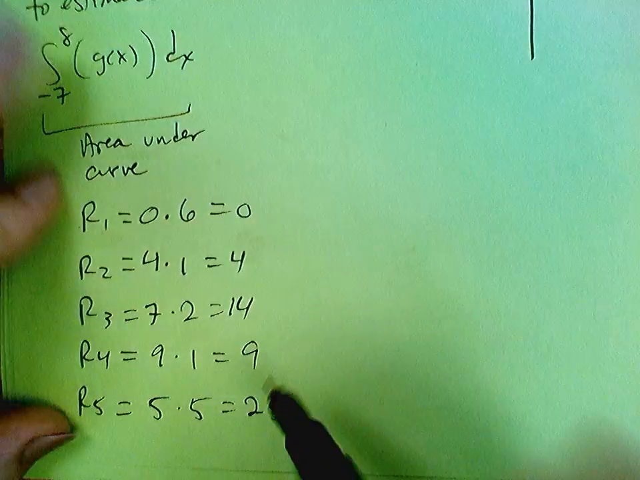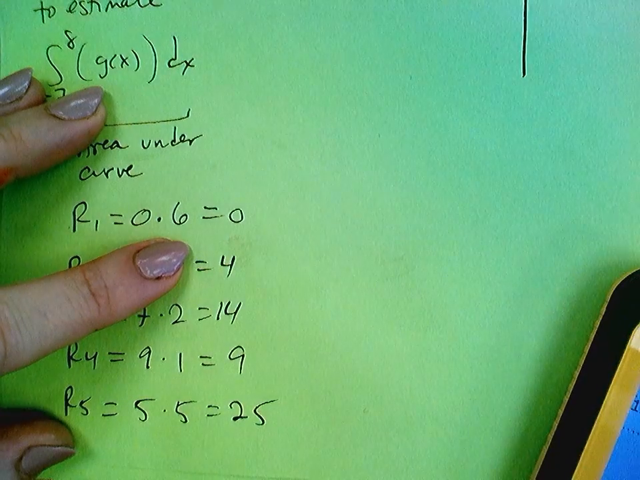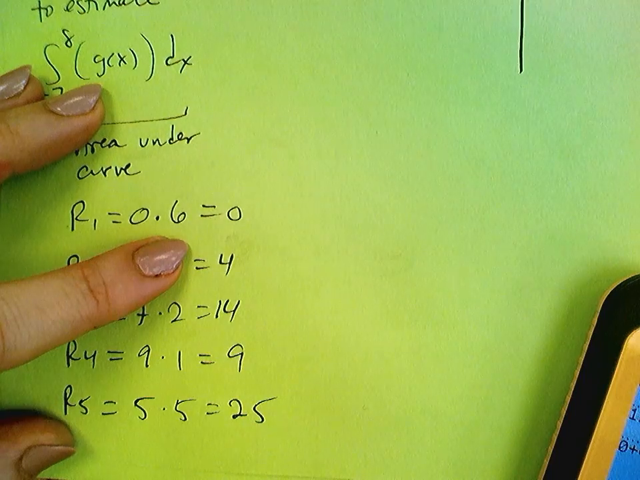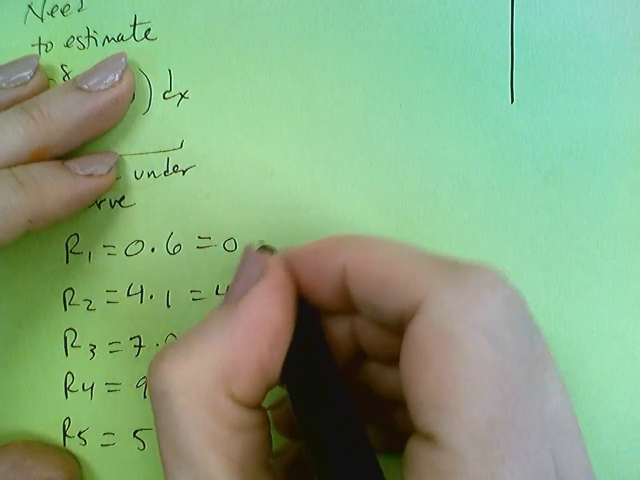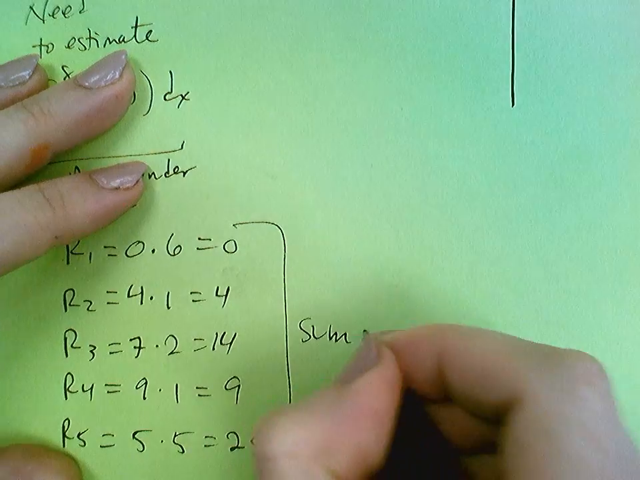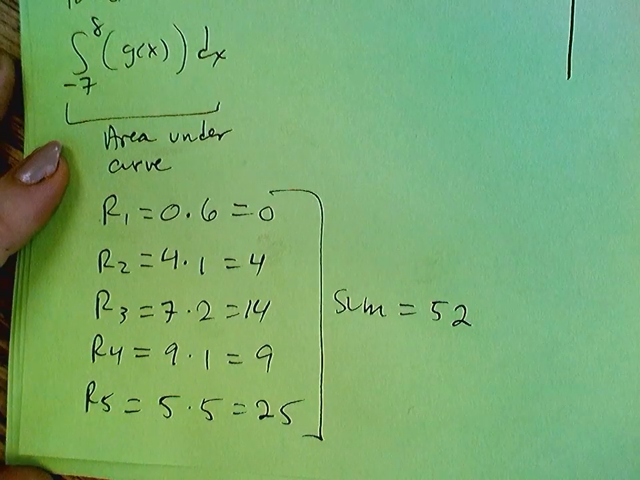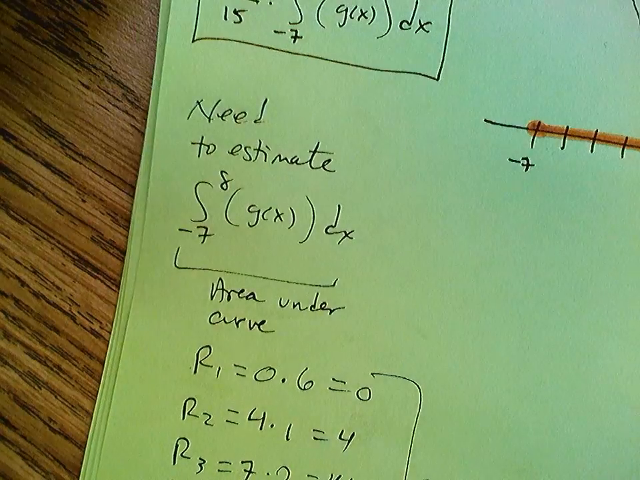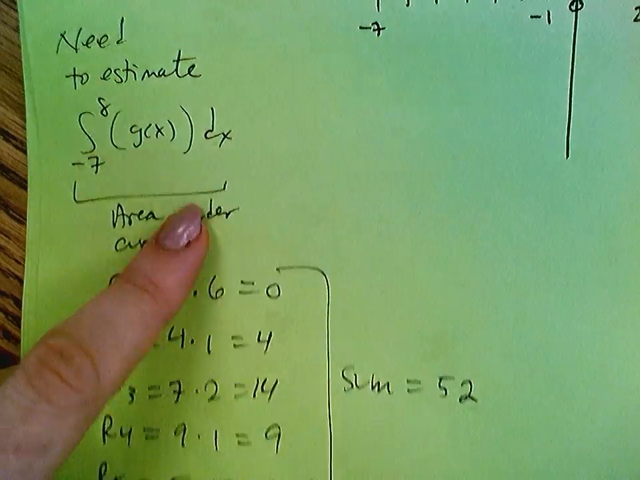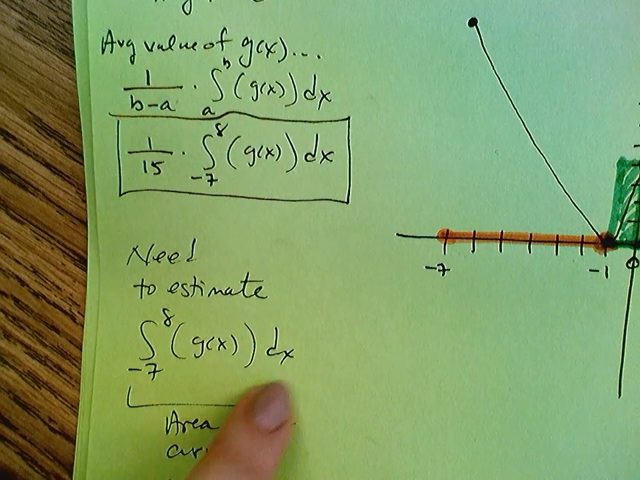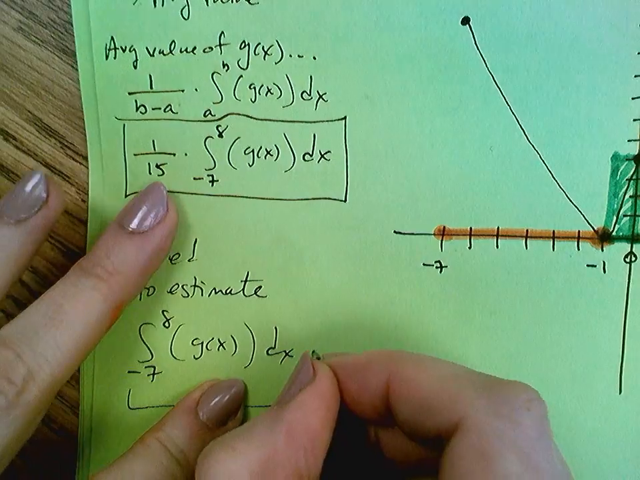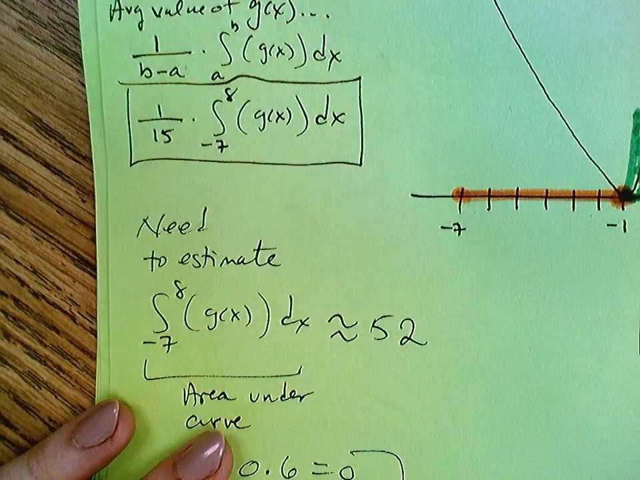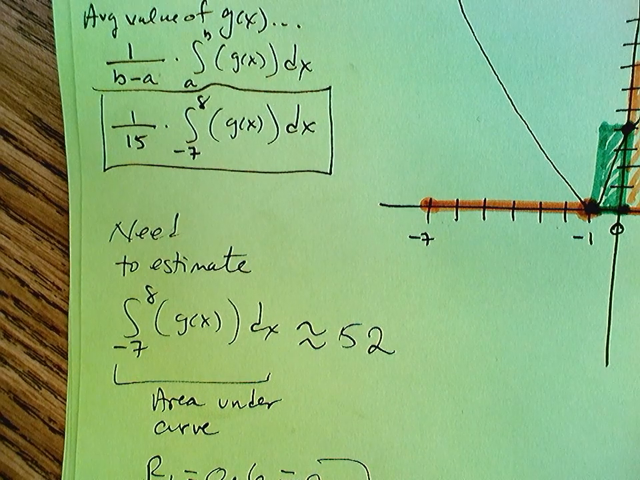And then you add all of these up. So 0 plus 4 plus 14 plus 9 plus 25 is 52. So the sum of all of those is 52, which means that this area under the curve, well, this means the exact area under the curve, but we're estimating it. So I go like this for approximation. So this is approximately 52 square units.